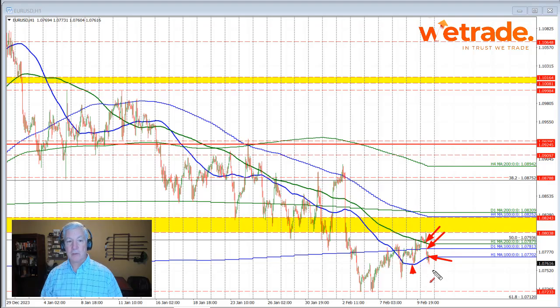It keeps the sellers more in control in the short term for this pair, but the 100-day moving average at 1.07813 is probably the big barometer for this pair. Stay below is more bearish as well.